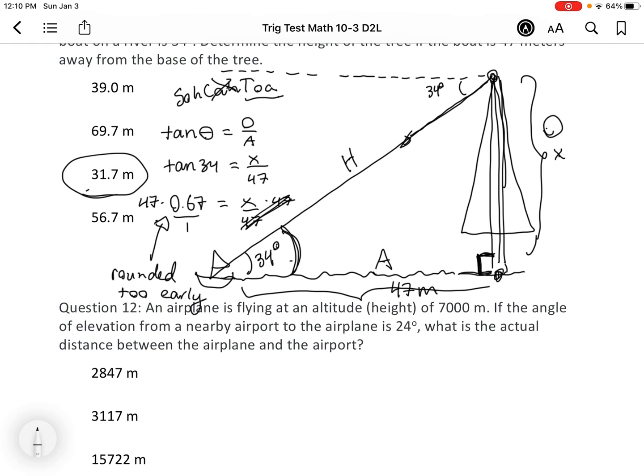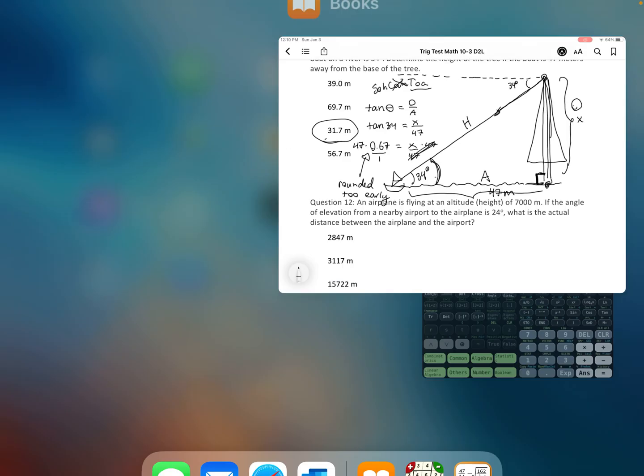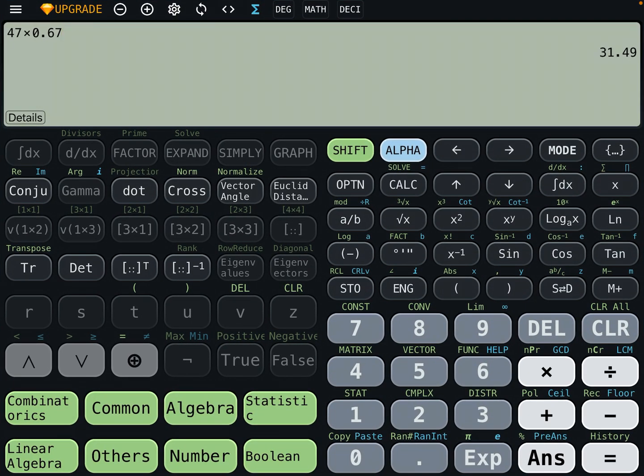So if we actually go back, let's see what the tan of 34 is. Tan of 34. Okay, so 0.6745. Let's keep extra decimal places. So 0.6745 times 47. There you go, 31.7. So that's probably what I should have done, is just kept extra decimal places.